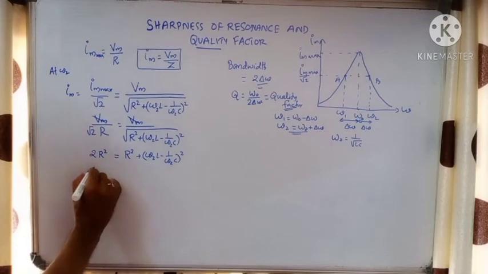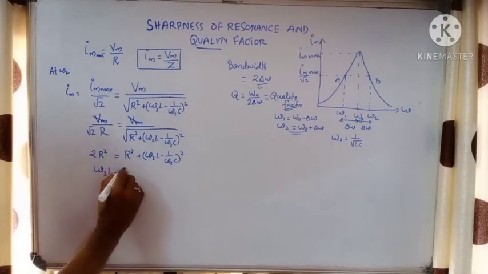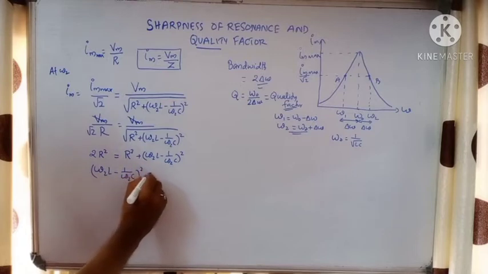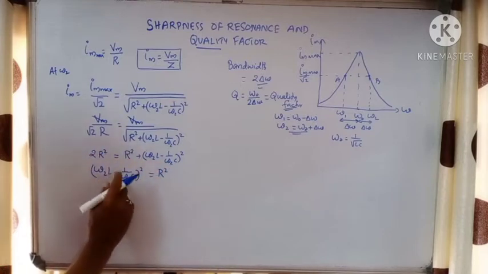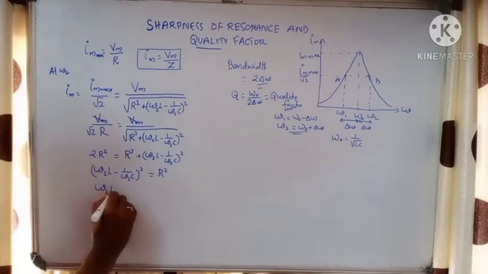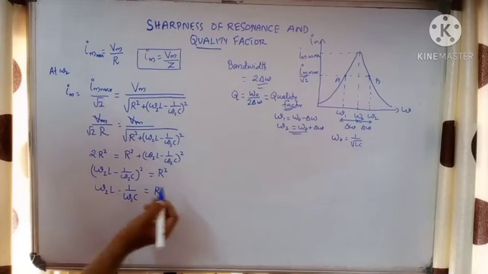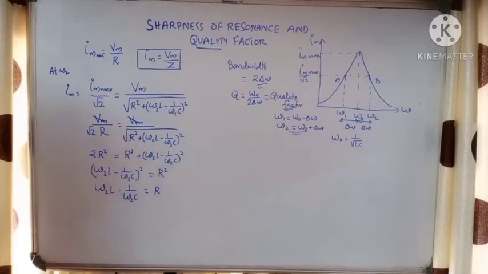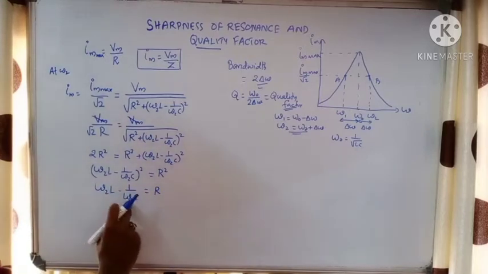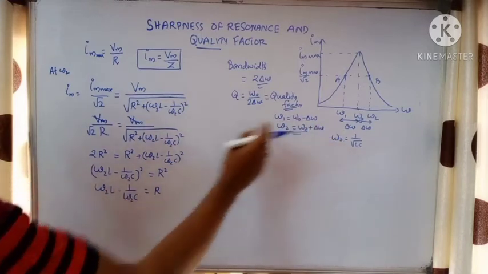So rearranging, we will get omega 2 L minus 1 by omega 2 C, the whole square, is equal to 2R square minus R square, which is R square. Taking the square root, omega 2 L minus 1 by omega 2 C is equal to R. This is our equation. We have got an important relation. Now we substitute omega 2. What is omega 2? Omega 0 plus delta omega.